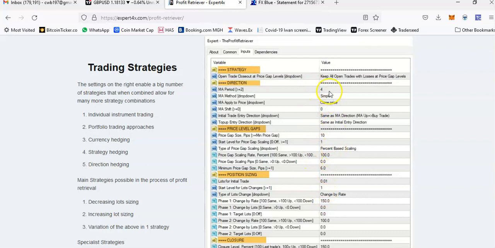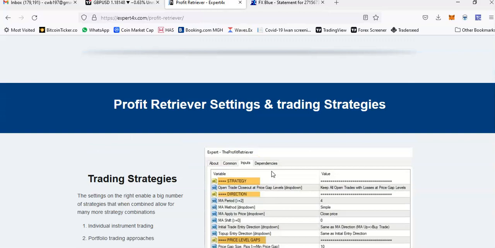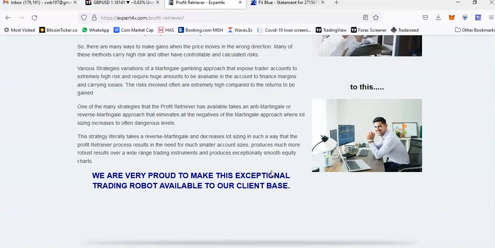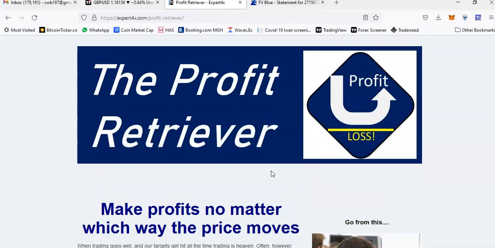Here are the basic settings that you're going to use. Basically, there's only about 4 or 5 settings that you're going to change. There's a lot of combinations that you can use to minimize your risk. There is risk involved. If you're not greedy, this Forex robot will never make a loss.